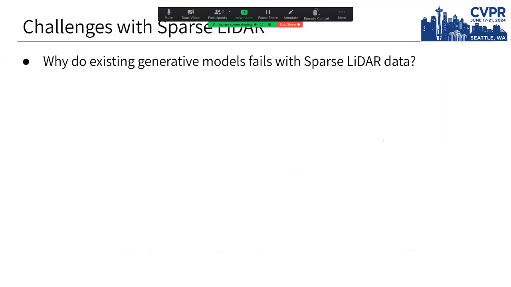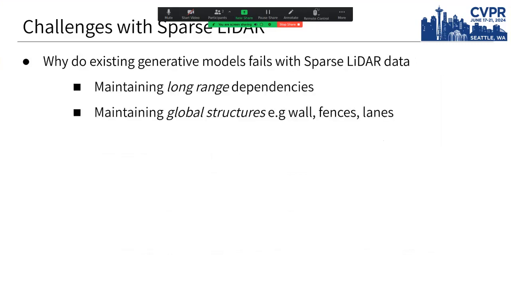So why do existing generative models fail with sparse LiDAR? One of the major reasons is that they fail to maintain long-range dependencies and the global topology, and fail to maintain global structures because they cannot capture the global topology like walls and fences.